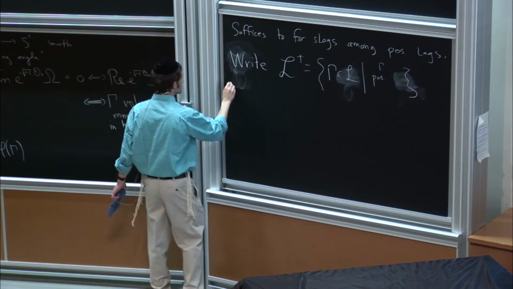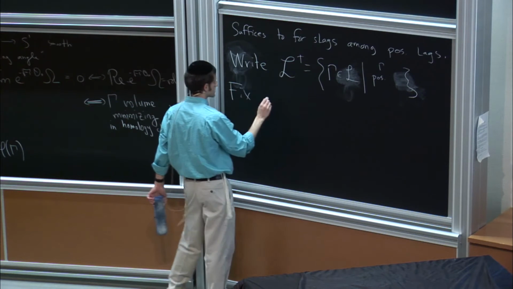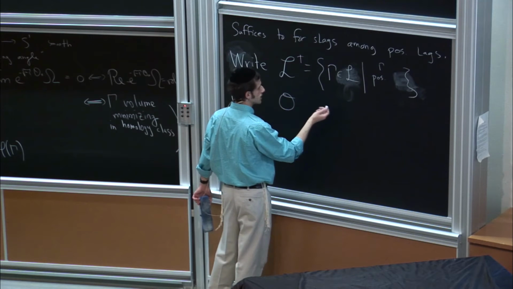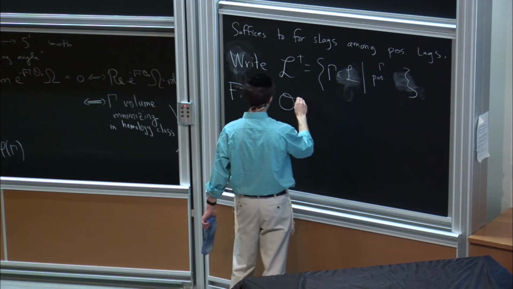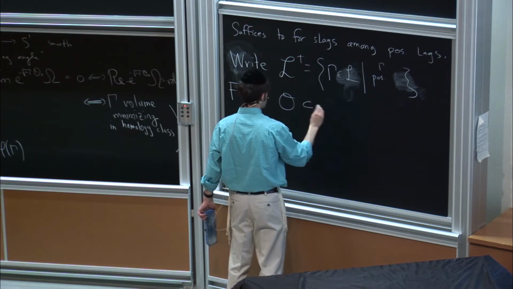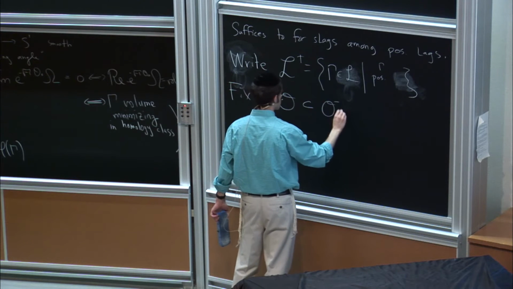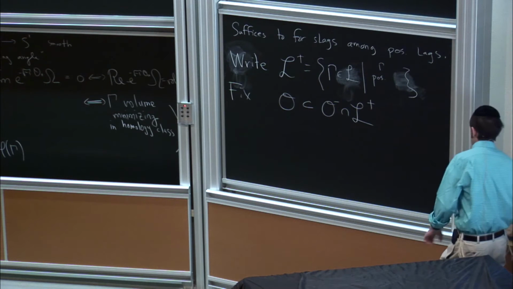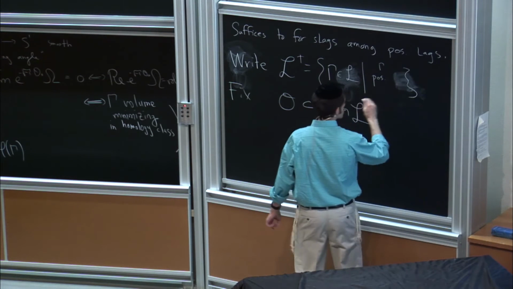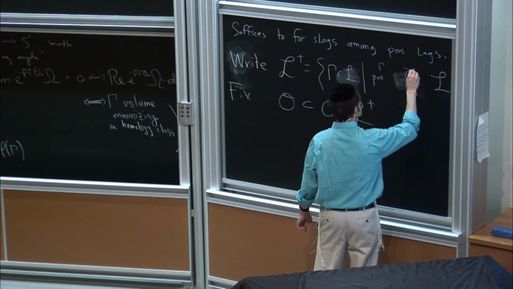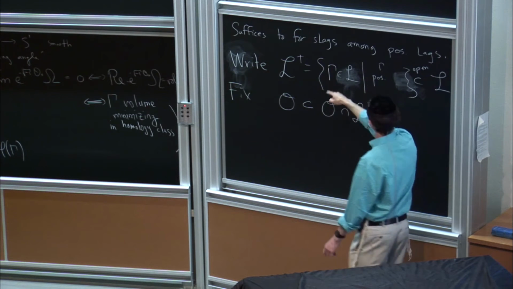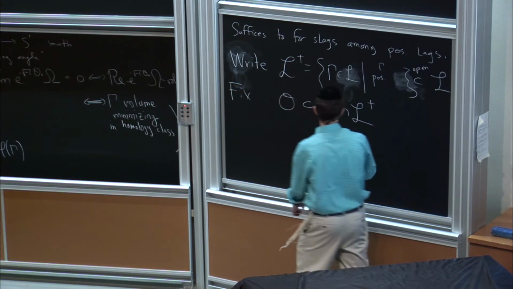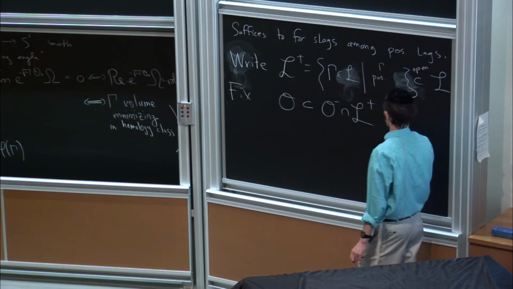Okay, and then we're just going to fix a component O inside of the intersection of O minus and L plus. So it's useful to note this is an open subset, obviously, because it's just a positivity condition. And so this is going to just be looking for some component of an open subset.